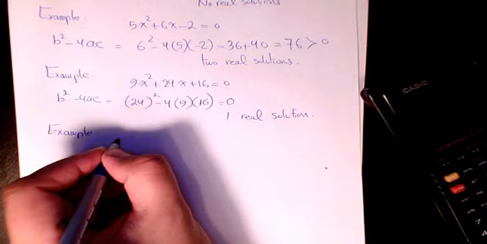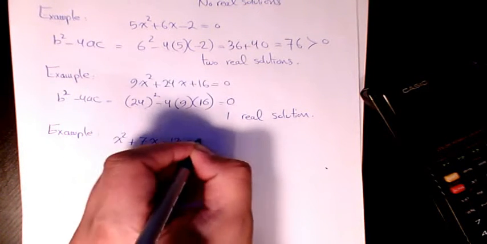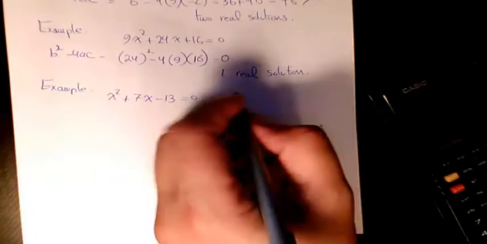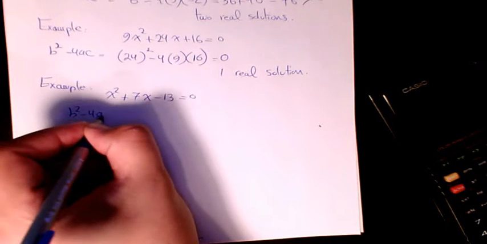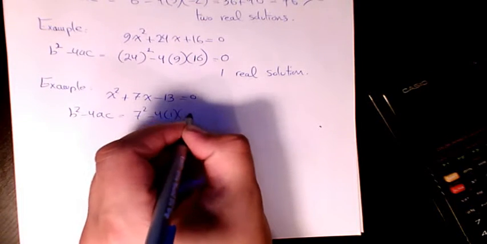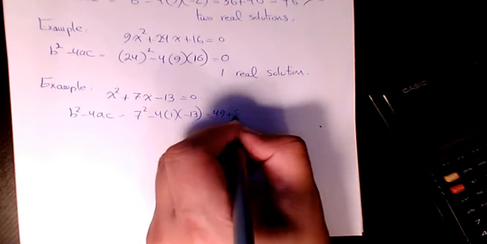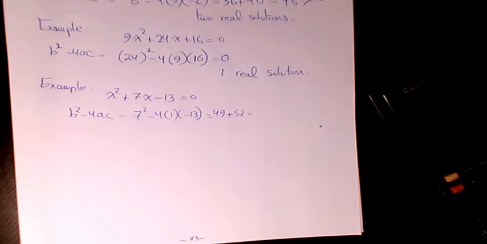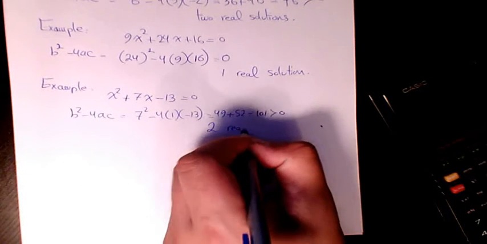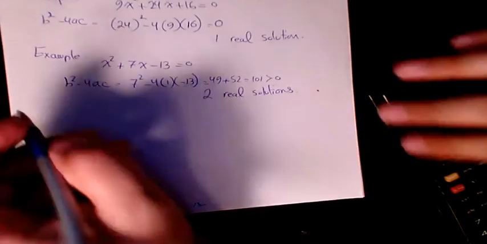We have x squared plus 7x minus 13 equals 0. So b squared minus 4ac. b is 7 squared minus 4 times 1 times negative 13. That will be 49 plus 52, which will be 101, and it's greater than 0. We have two real solutions. Next example.